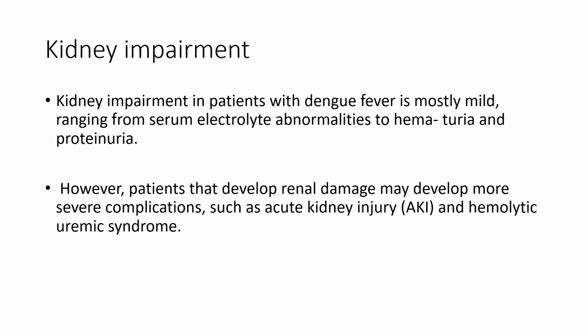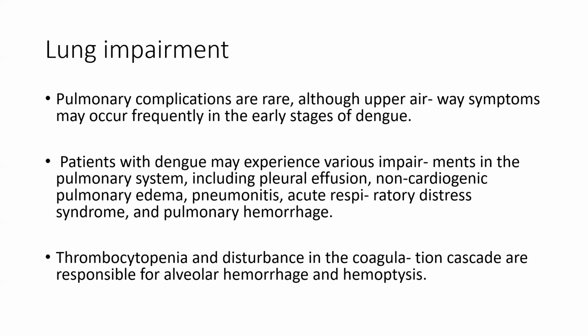Kidney impairment in patients with dengue fever is mostly mild, ranging from serum electrolyte abnormality to hematuria and proteinuria. Patients that develop renal damage may develop more severe complications such as AKI and hemolytic uremic syndrome. Pulmonary complications are rare, although upper airway symptoms may occur frequently. Patients with dengue may experience various impairments in the pulmonary system, including pleural effusion, non-cardiogenic pulmonary edema, pneumonitis, ARDS, and pulmonary hemorrhage. Thrombocytopenia and disturbance in coagulation cascade are responsible for alveolar hemorrhage and hemoptysis.